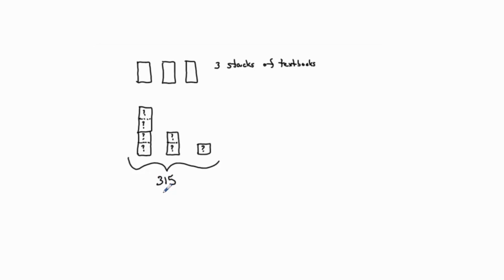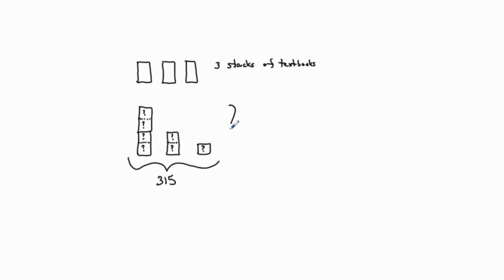Now what I don't know is how many books are in the third stack. If I knew how many books were in the third stack, I would know how many books are in the first and second stack because of the relationship illustrated by our mapping frame. For example, if there were 100 books in the third stack, there would be 200 books in the second stack, and there'd be 400 books in the first stack, making a total of 700 books. But we don't have 700 books. We only have 315 books.